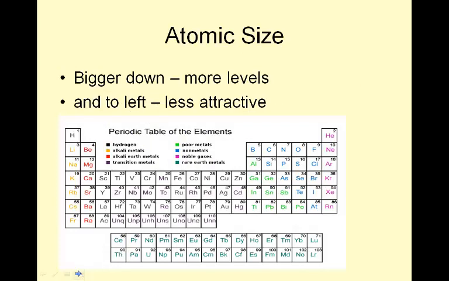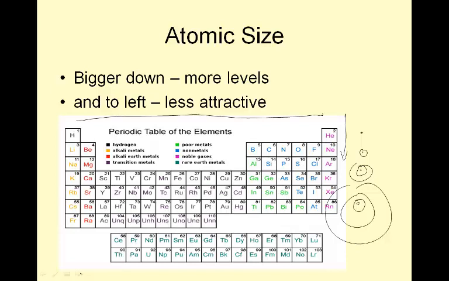Atomic size. As you go down, remember it gets bigger. Dot with a circle. Dot, circle, circle. Little circle, little circle, little circle, bigger circle. So as you go down, it gets bigger. And to the left, it gets bigger. So that means the biggest element is francium. Biggest. Because it's less attractive, because it has fewer protons. So it's like it's poorer.